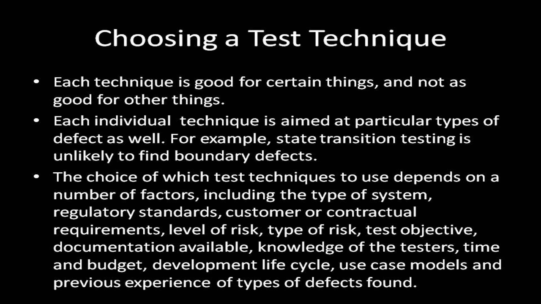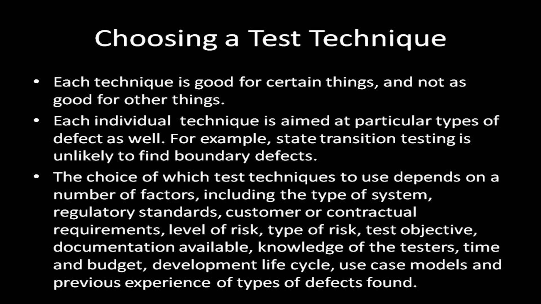Each individual technique is aimed at particular types of defect as well. For example, state transition testing is unlikely to find boundary defects. The choice of which test techniques to use depends on a number of factors, including the type of system, regulatory standards, customer or contractual requirements, level of risk, type of risk, test objective, documentation available, knowledge of the testers, time and budget, development life cycle, use case models, and previous experience of types of defects found. Some techniques are more applicable to certain situations and test levels, others are applicable to all test levels.